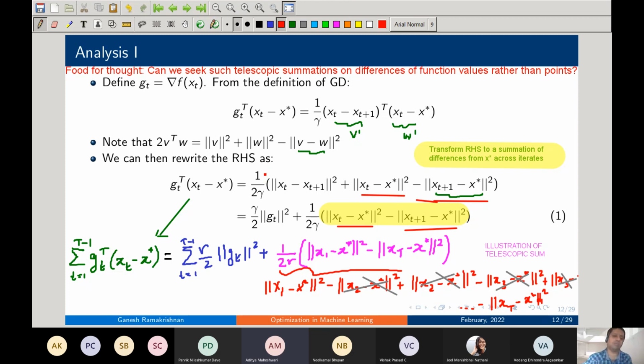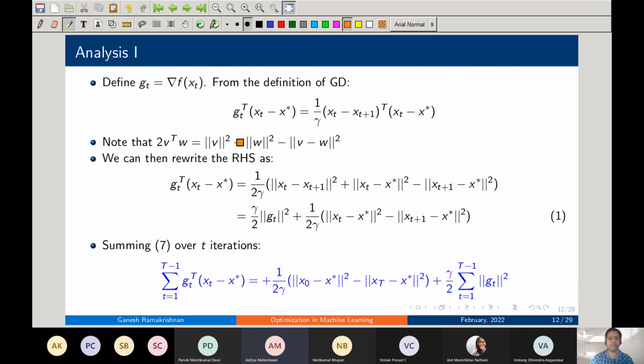What do you do with norm gt square? Could you make use of Lipschitz continuity? We can upper bound this term, right? The norm gt square. Good point. Yeah.